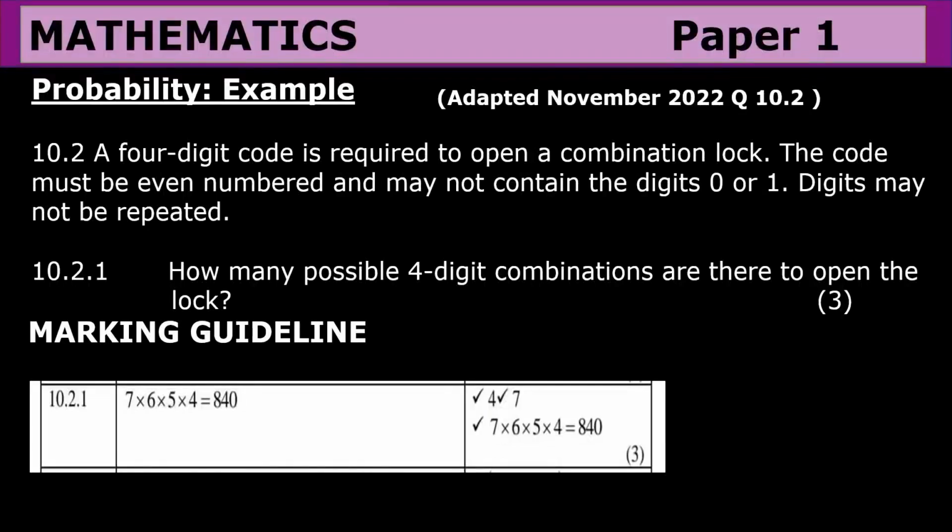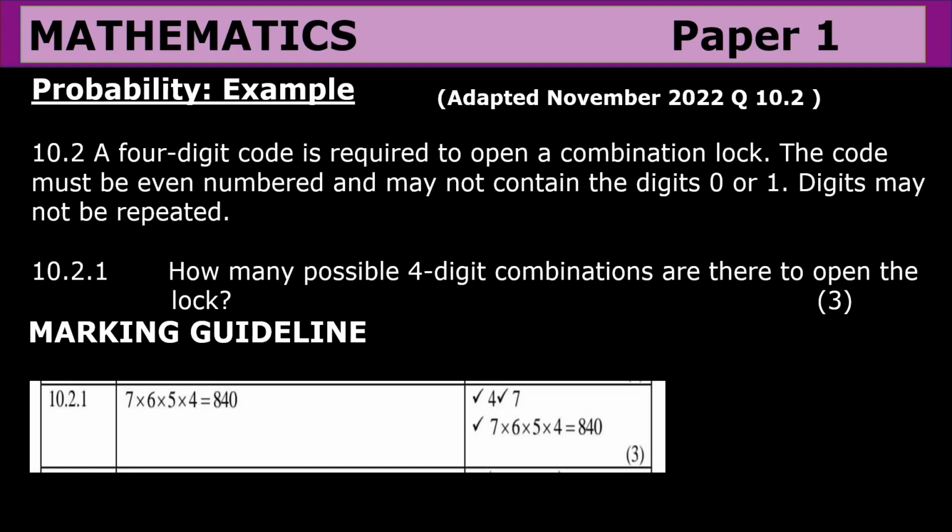Let's look at our final question. And there it's a counting principle question, and it says a 4-digit code is required to open a combination lock. The code must be even numbered and may not contain the digit 0 or 1. Digits may not be repeated. How many possible 4-digit combinations are there to open the lock?